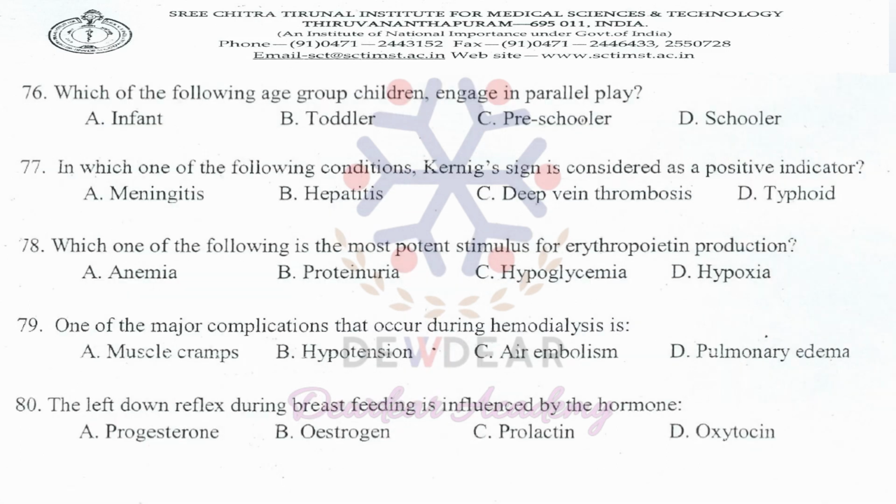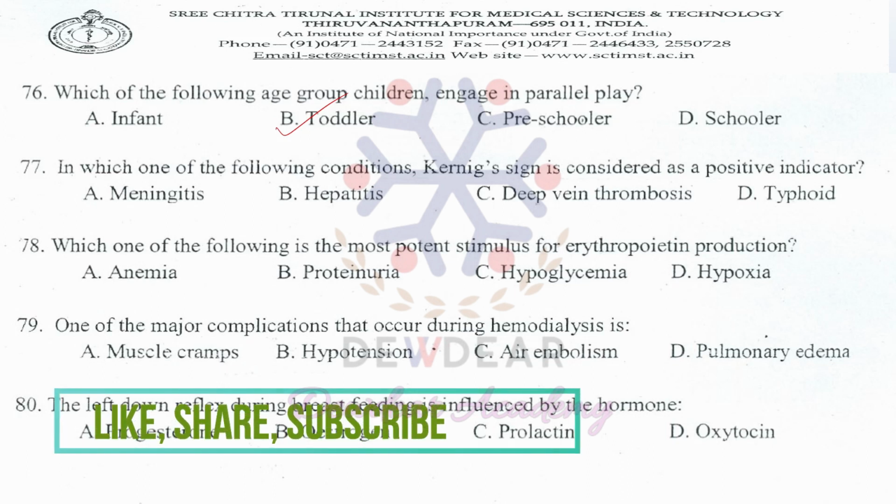Then question number 76. Which of the following age group children engage in parallel play? Options are infant, toddler, preschooler, schooler. The correct answer is option B, toddler. These questions are from pediatric nursing. The answer is toddler.